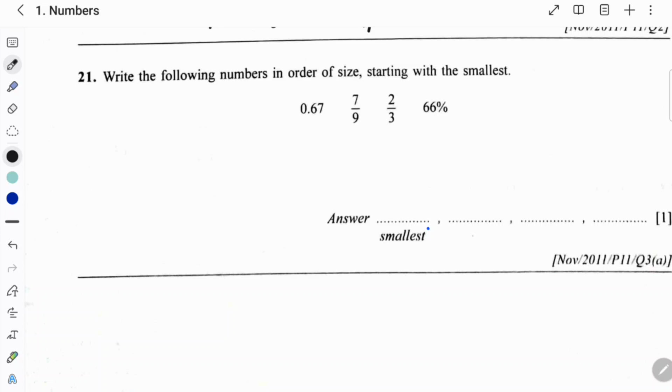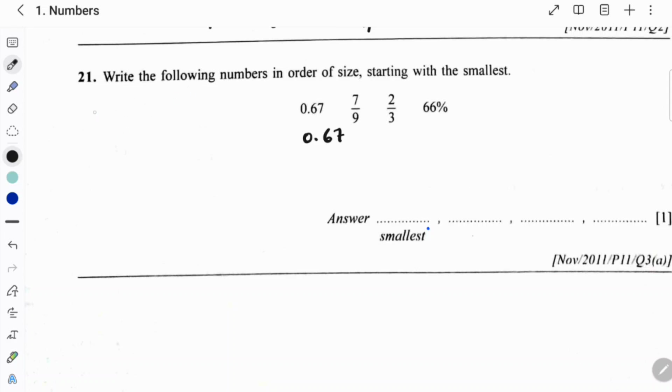So this question: write the following numbers in order starting with the smallest. 0.67, 7/9, 2/3 and 66%. It's better for us to write them all as decimals. So 0.67 stays the same, 0.67. Now we are going to change 7/9.